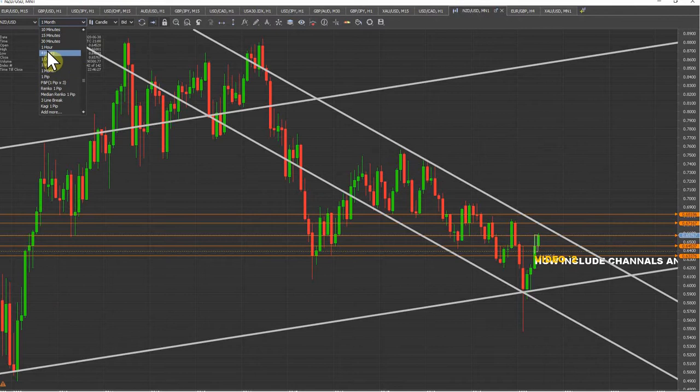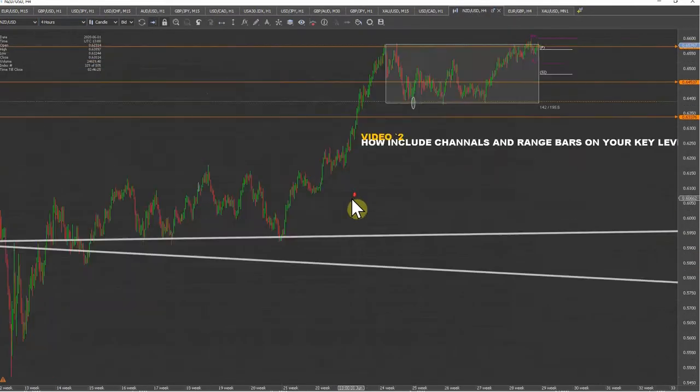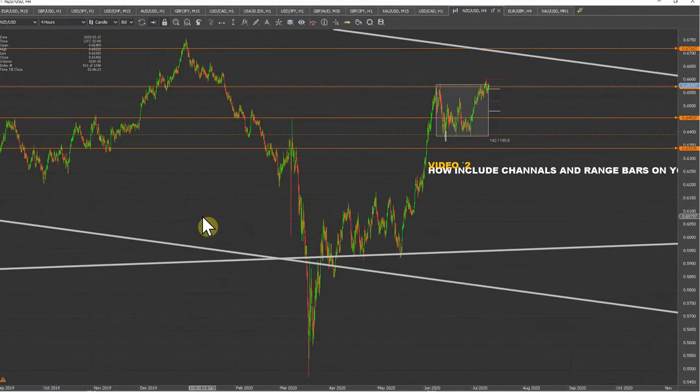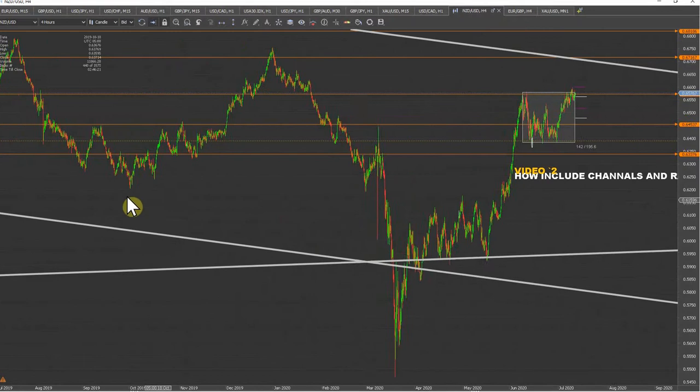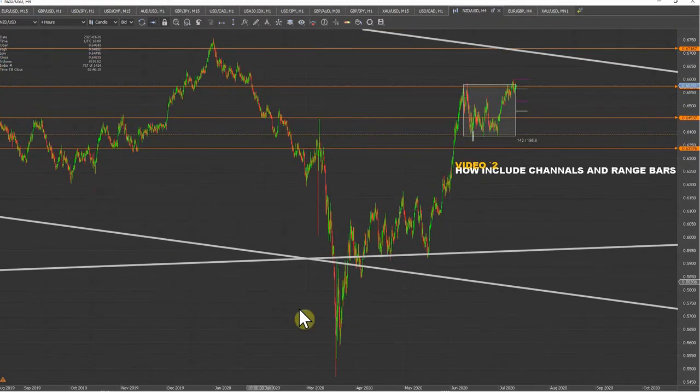Okay, let's go to the 4-hour chart. Pull this in a bit. Okay, so now it's more visible what channels are being played. So you know that today on the New Zealand, you're going to get a touch of this level later on today, 67167. Okay, so that's basically how you draw your channels and your trend lines.